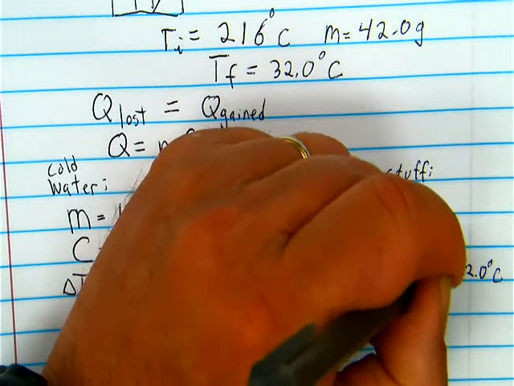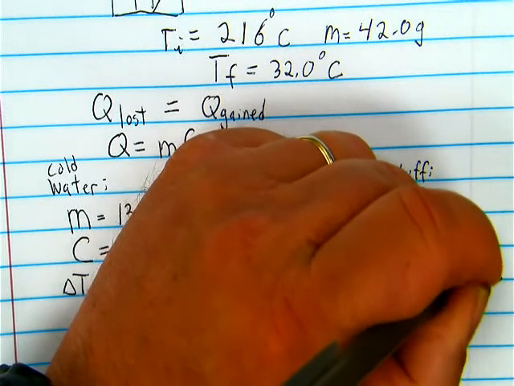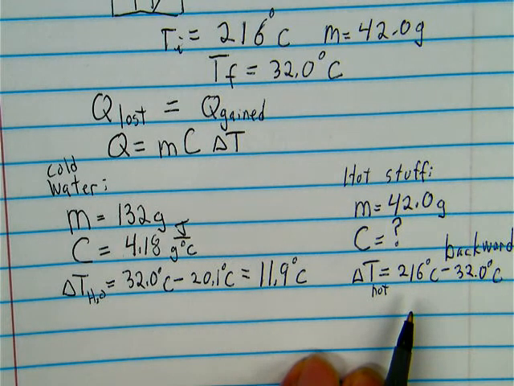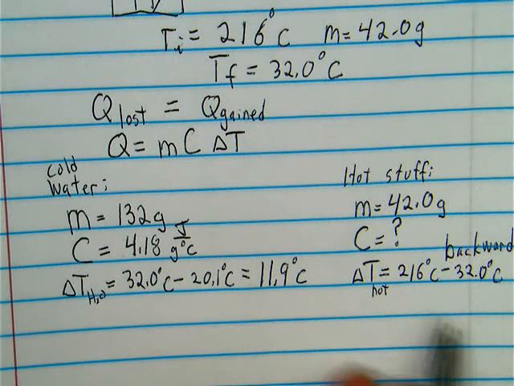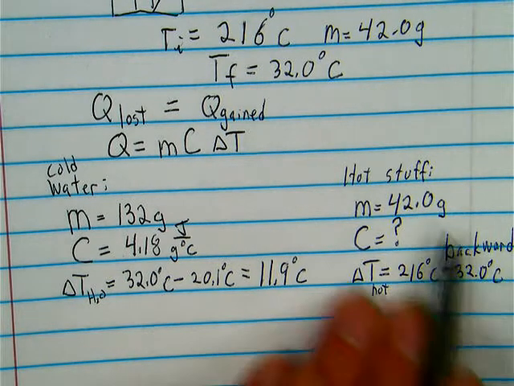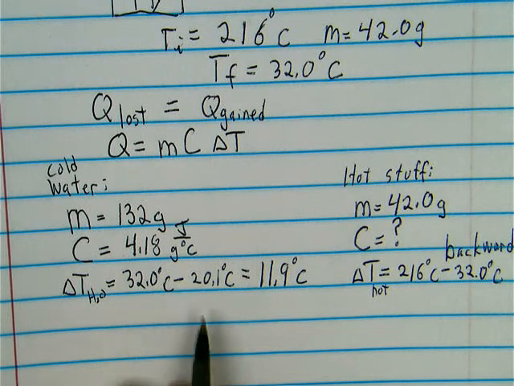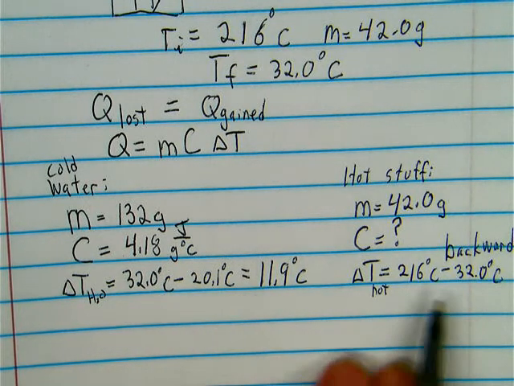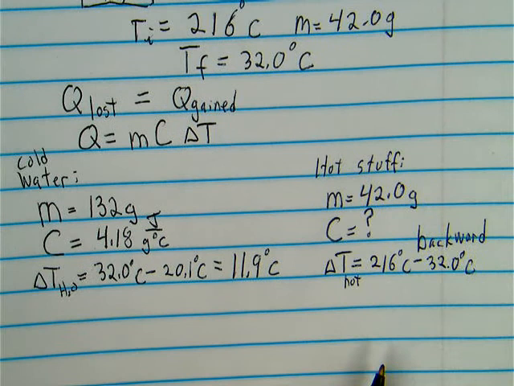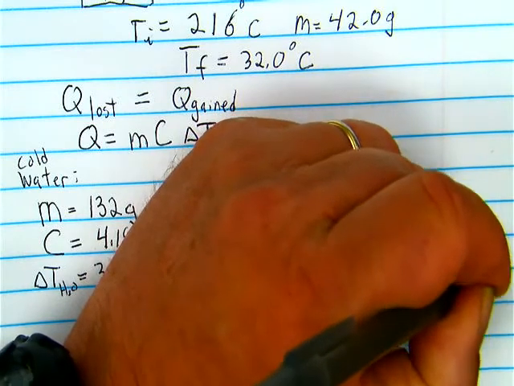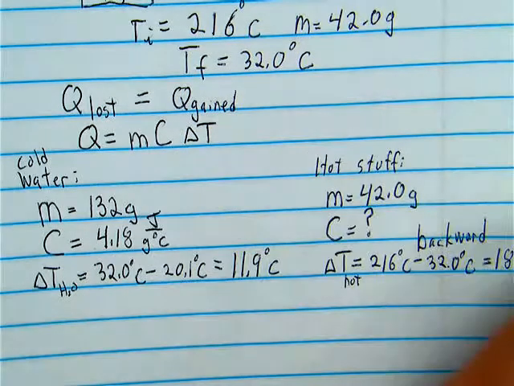And by the way, that is backwards from how you're supposed to do it. You should always do it final minus initial. Always final minus initial. I'm cheating. I'm choosing to make this a positive number instead of the negative number it really is, so that I can set one positive number equal to another positive number. Yikes. Well, I'm too lazy to do this in my head. 216 minus 32 is 184 degrees Celsius.